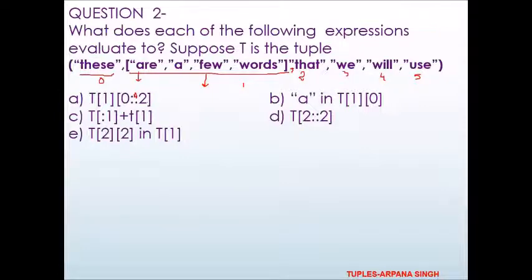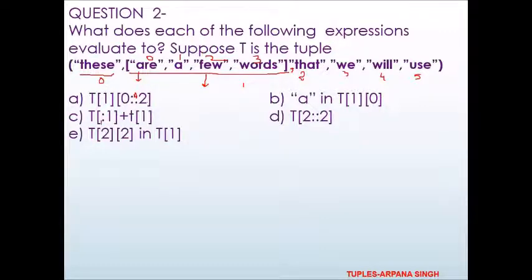Are few. Next is A in T1[0]. T1[0], this is T1. From this part, the whole list is T1, and this is again within T1. This is 0, this is 1, this is 2 and this is 3. So T1[1][0] means this is 1 and this is 0. It is R. A in R is true.